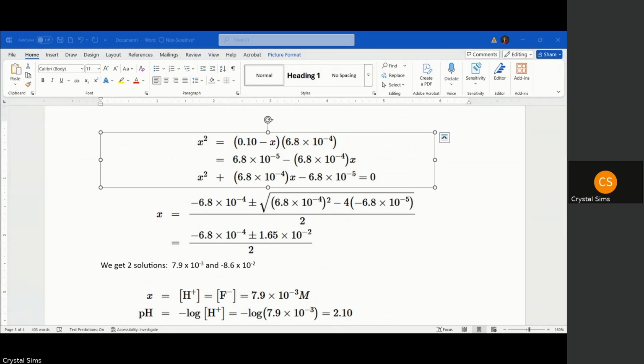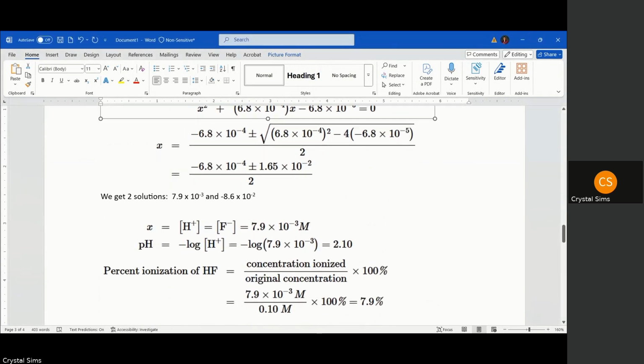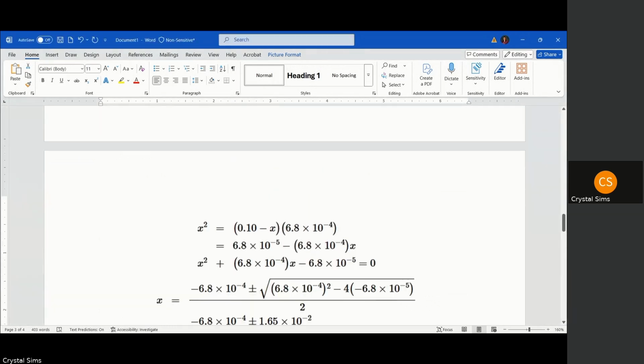Now, they also asked us to determine the percent ionization. That's the concentration that's ionized over the original times 100. So here's what I calculated. This is what percent was ionized. This was my original concentration. And so this is my percent ionization, 7.9%.